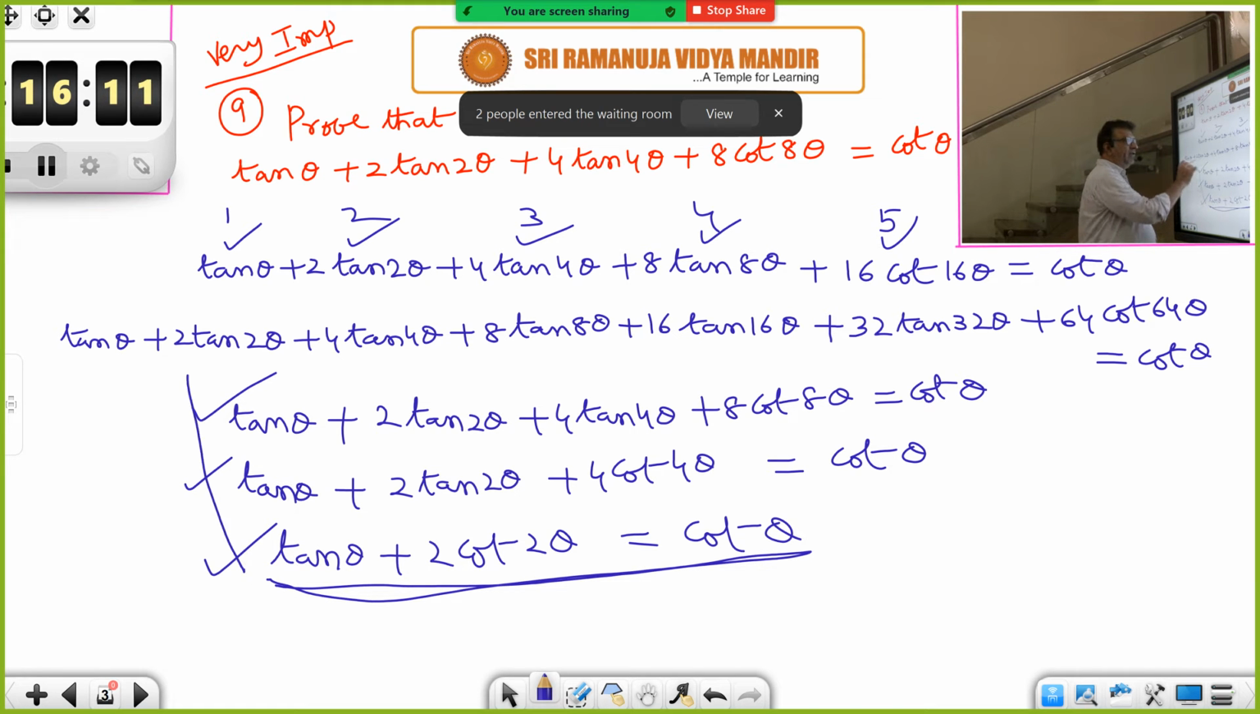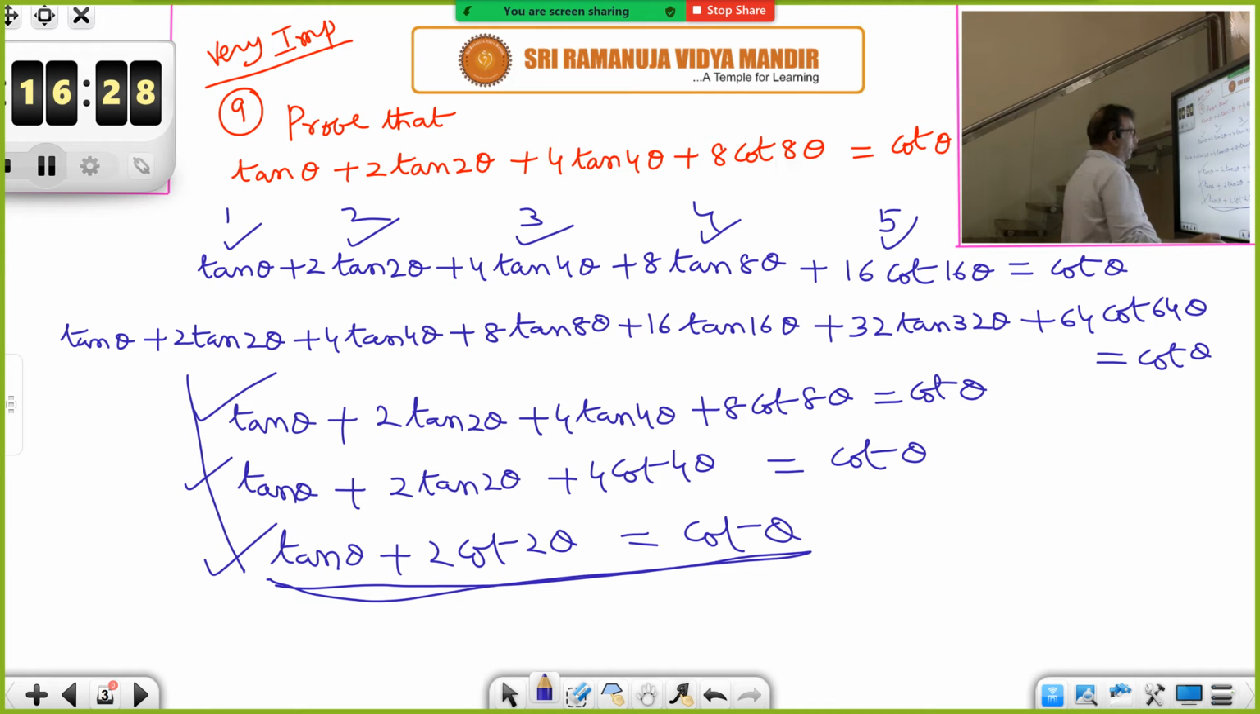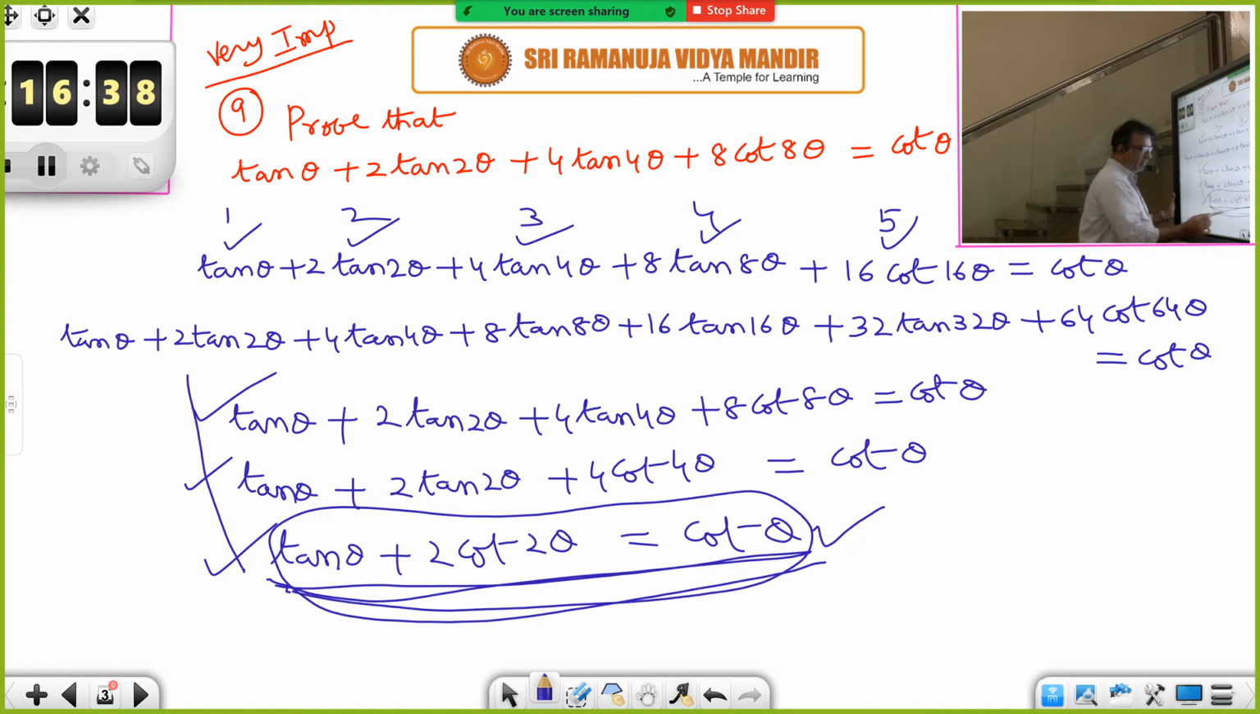You can increase up to 100 terms, 1000 terms, 1 lakh terms, 1 crore terms. Answer on the right hand side will be always cot theta. So that is the magic of this. So that is why this is important, right? So what we do is, first we prove the simple one, this one, and then onwards we will go.